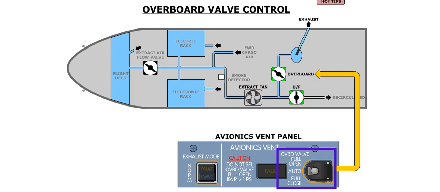Two valves direct the air drawn by the extract fan to either the underfloor of the aircraft or overboard. These valves are the overboard valve and the underfloor valve. The operation of the overboard valve is controlled by the overboard valve control switch, also located on the avionics ventilation panel.